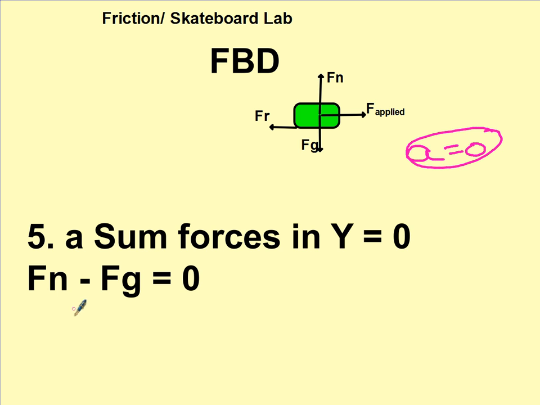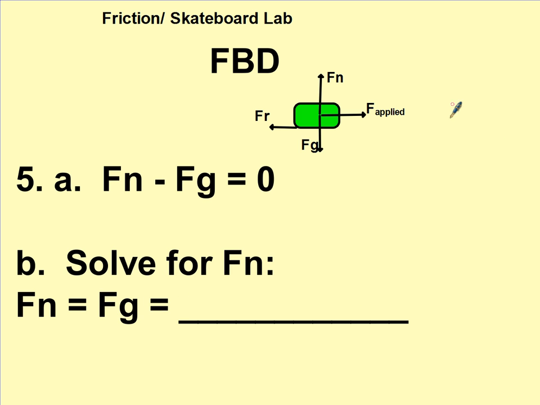So Fn minus Fg equals 0 tells us that the normal force, which we need, is going to equal our weight. Solve it for Fn, and so my normal force is going to be 445.45 newtons.